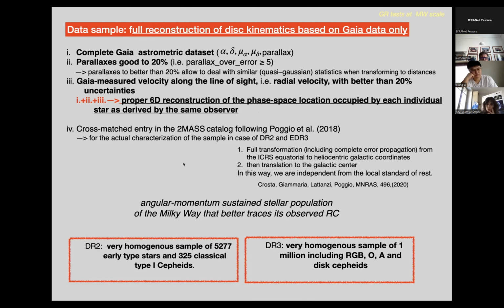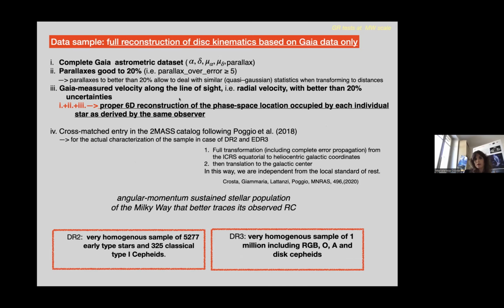Of course, for DR2, we had to cross-match with other catalogs in order to characterize the sample. Now with DR3, we don't need this because we also have the information about the sample. So this selection is aimed at having the best angular momentum sustained stellar populations of the Milky Way. With DR2, we had a sample of 5,277 early type stars and some 300 of the most classical type 1 Cepheids. With DR3, now we have a very homogeneous sample of 1 million stars, including B, O, A stars and disk Cepheids.